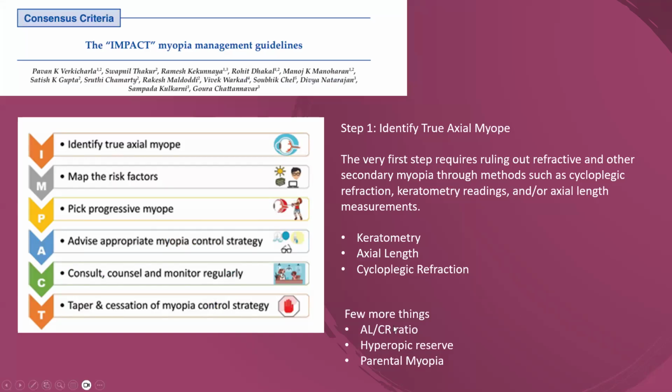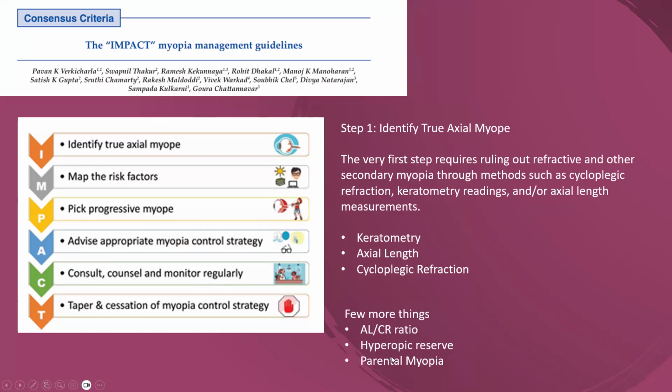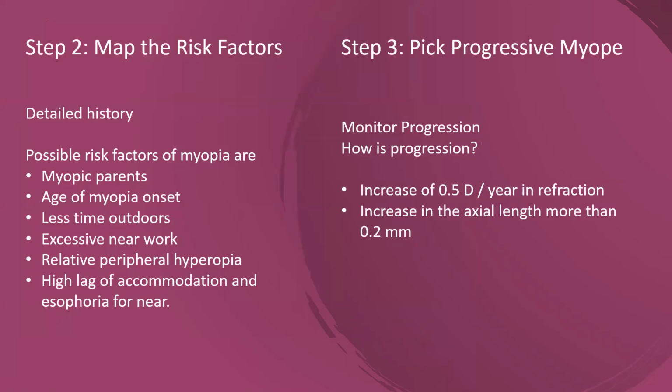Axial length upon CR ratio came very late. By the time these particular guidelines were already published, and most of us were part of this IMPACT 3 conference from where this was generated. And I think for pre-myopia, hyperopic reserve, parental myopia, and axial length upon CR ratio are the three most important things for pre-myopes. Identifying true axial myopes, right now there is no software which can tell you that this particular patient will progress and this will not progress. So right now you will have to wait and watch for the actual progression to occur.